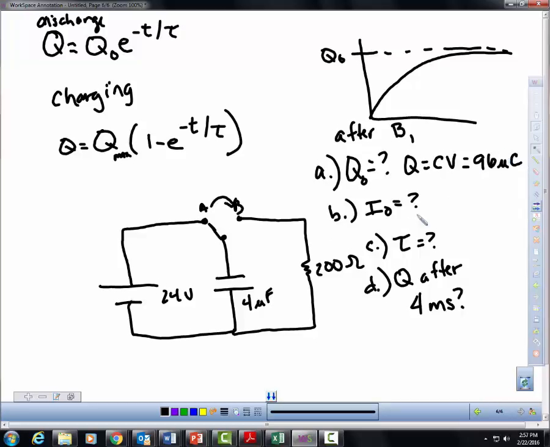The next question is asking about the initial current through this branch of the circuit. So the initial current is going to be the initial voltage divided by the resistance. And remember that if this guy is completely charged up, the initial voltage is just the voltage on the battery that it got charged up by. So that's voltage divided by resistance, which is 0.12 amps. Part C is your time constant, so we just have one of each, so that's 200 times 4 microfarads. That is 800 microseconds.